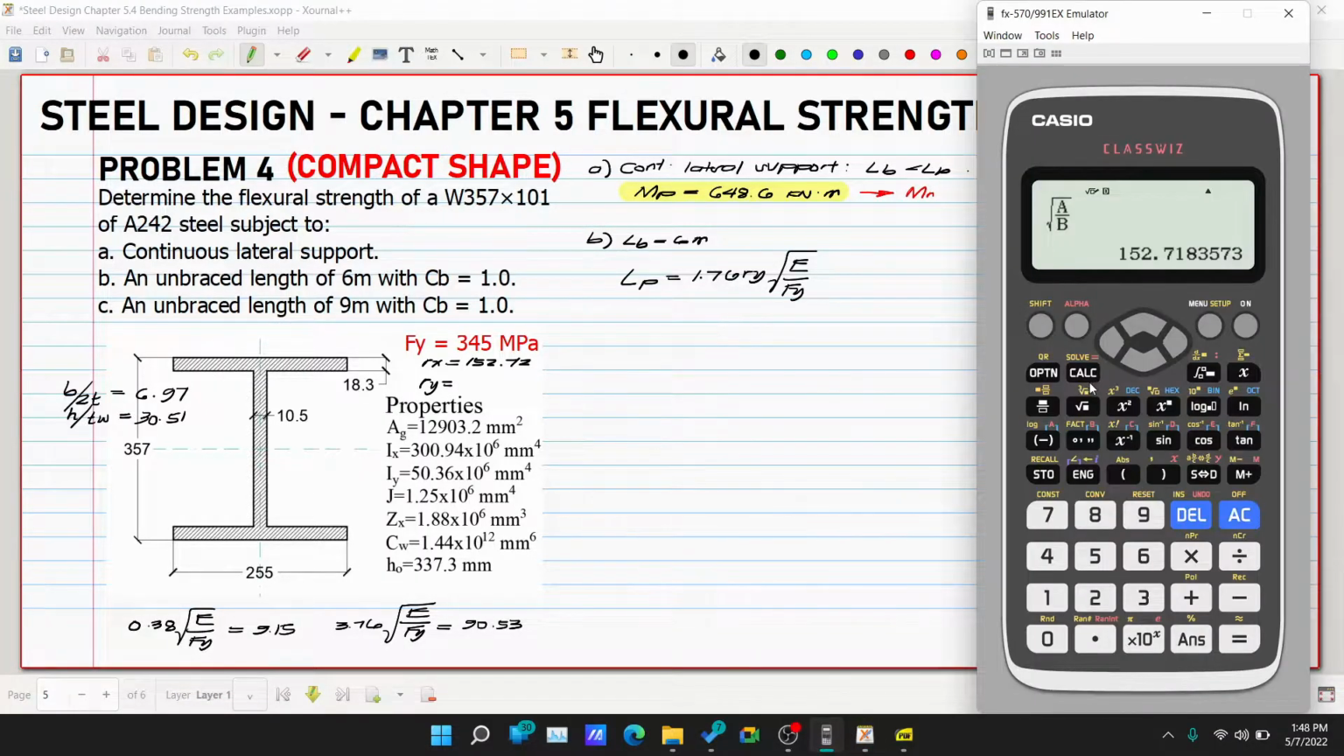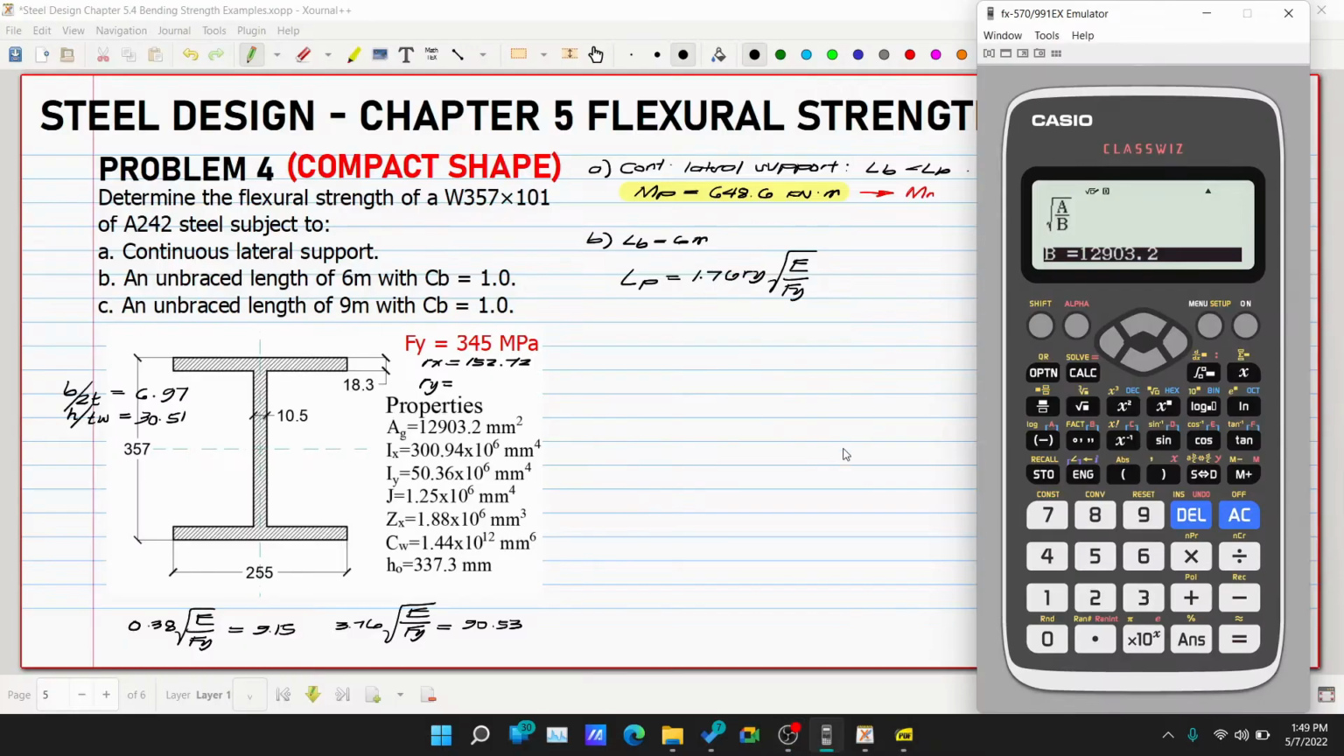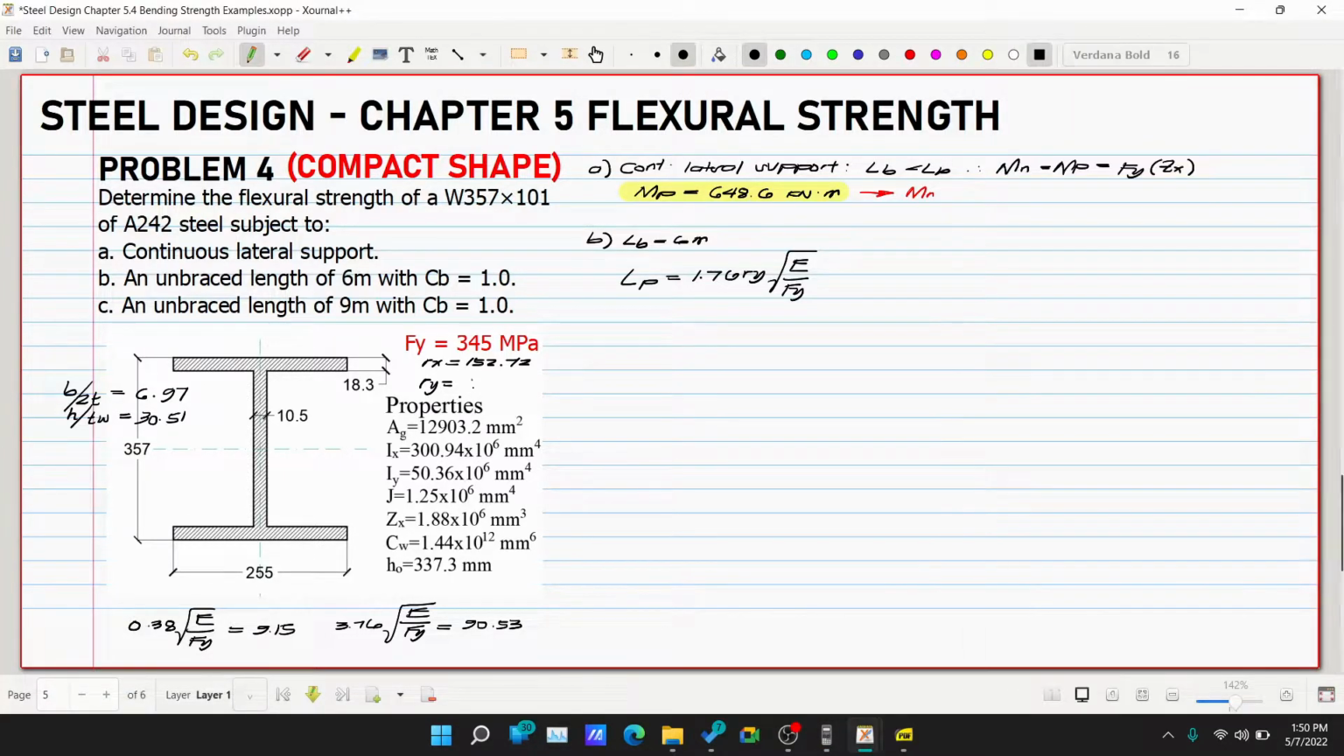And then our ry. We replace I with Iy: 50.36 times 10 raised to 6, and then our A is the area of the beam, so we have no problem there. So, 62.47. This is our ry.